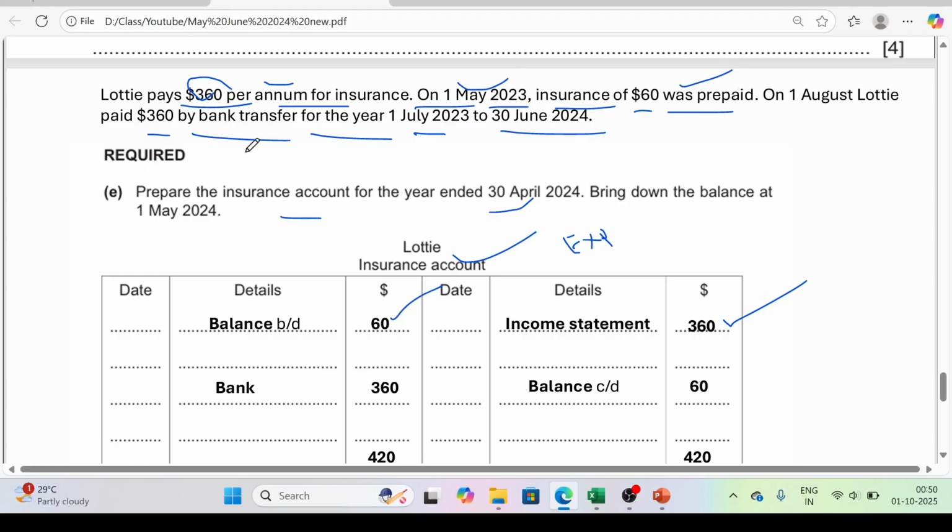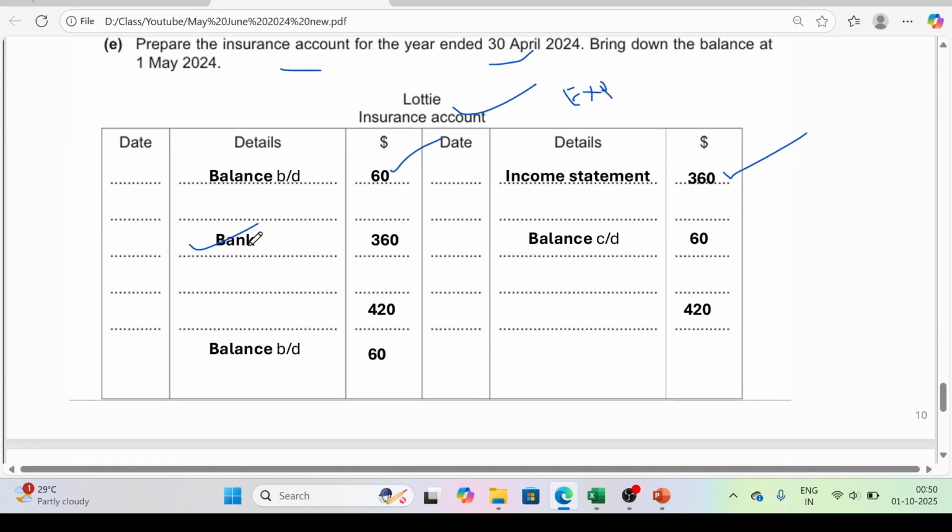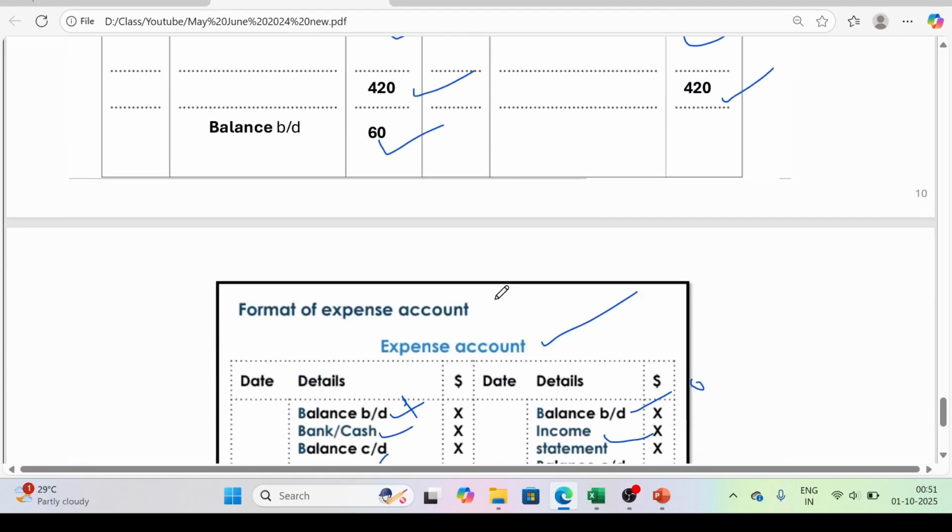Then on 1st August, Loti paid 360 by bank transfer. This is the bank amount. Okay, 360 bank. Why are we debiting? There is a journal entry, right? Insurance account debit, bank account credit, because they're going to pay the money. So that's why 360 we have to record here. Now add together, the total will be 420. Then 420 minus 360, the difference will be 60. You have to record it. Date is a must, please follow the date. I just recorded the workings only. Got it? So the insurance account is over.